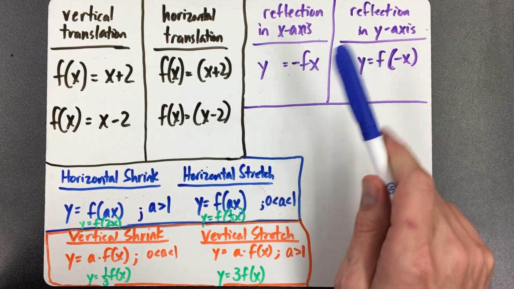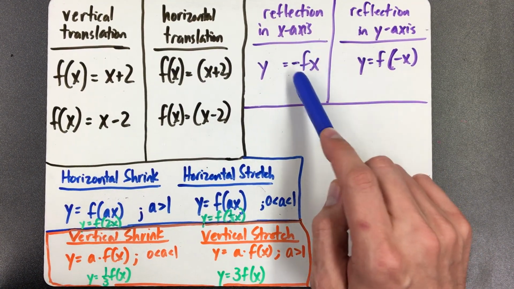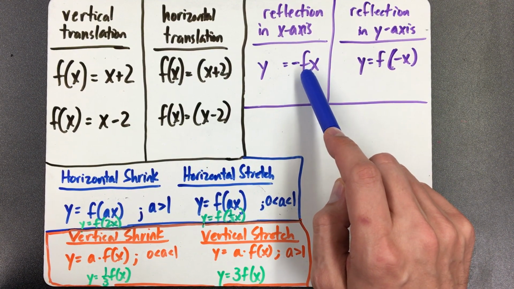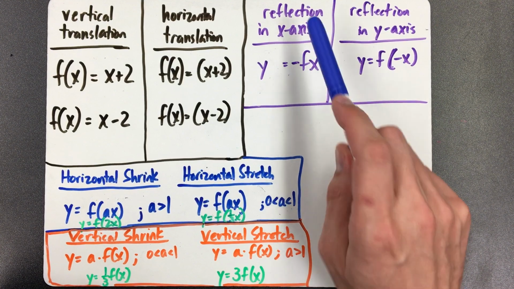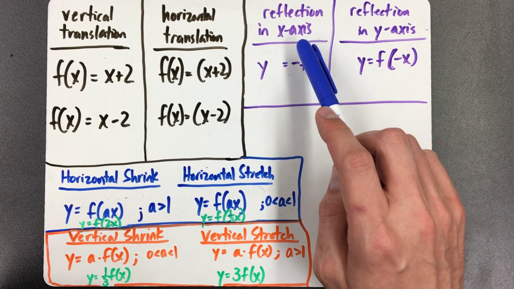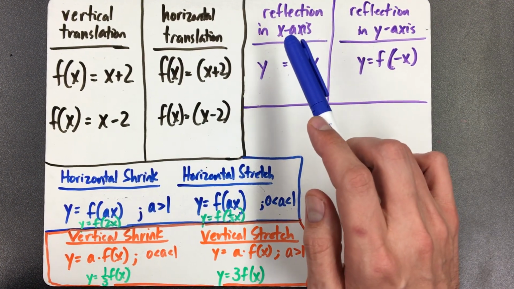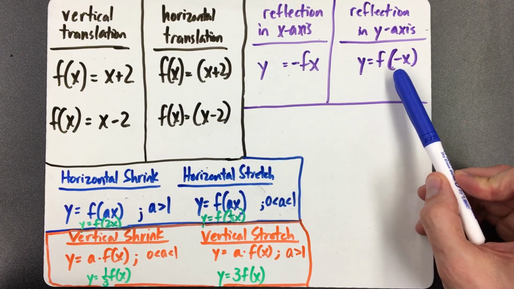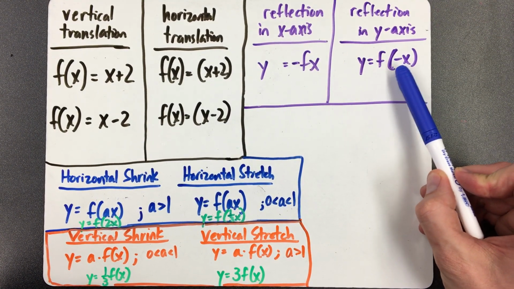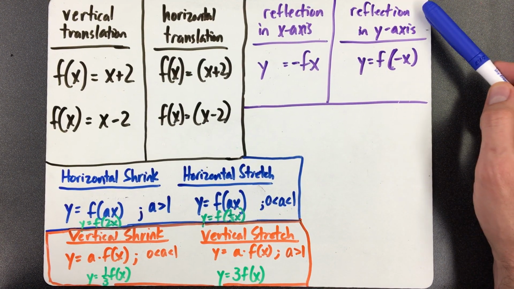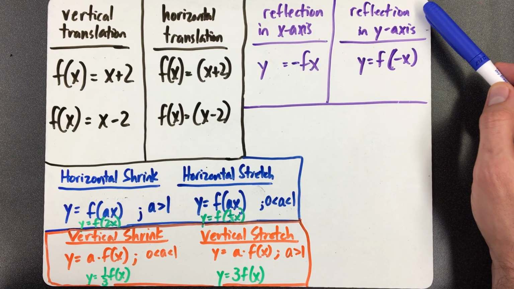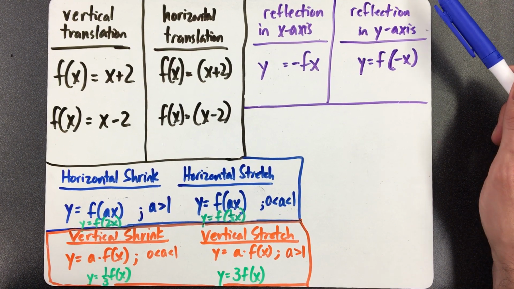Over here in the purple, we have the reflections. Whenever they put a negative sign out in front of the letter f and then the letter x or whatever it is, the negative sign is out in front. That is a reflection in the x-axis, or you could say a reflection over the x-axis. And when that negative sign is inside the parentheses with the input, usually it's the letter x, but it doesn't have to be, that's a reflection in the y-axis, or a reflection over the y-axis is how some people say it.